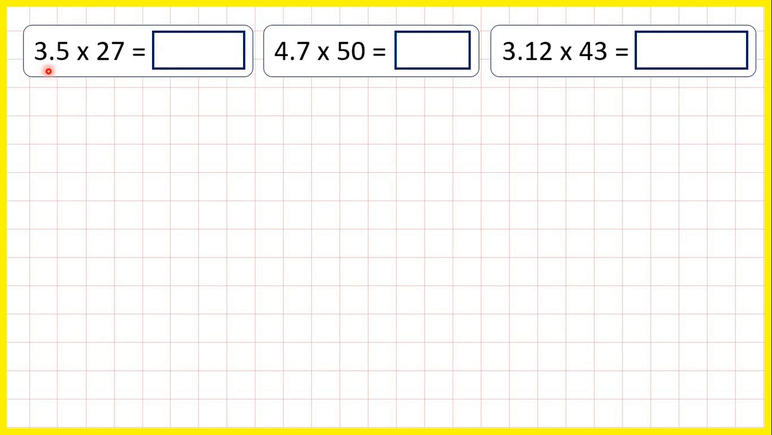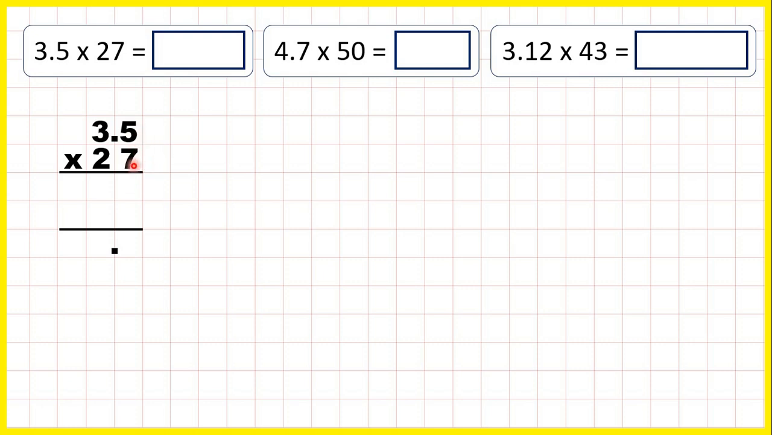We have 3.5 times 27. So we can set this out as a column multiplication. But we need to remember that if there's one decimal place in the question, there will be one decimal place in the answer. So we can copy down our decimal point.